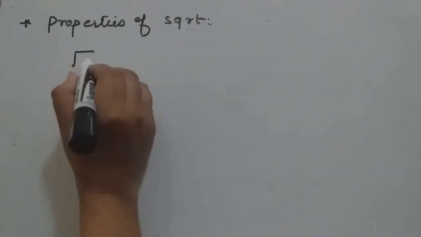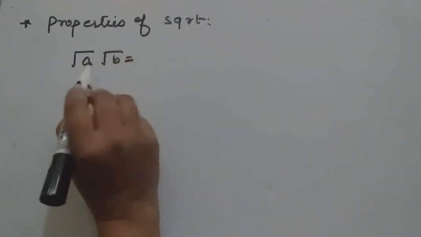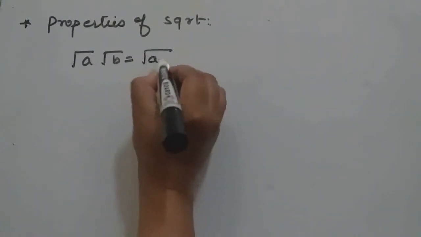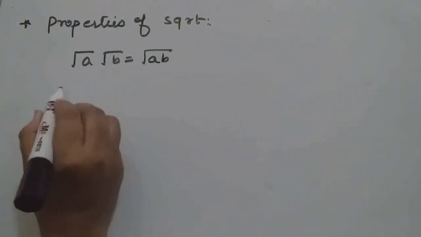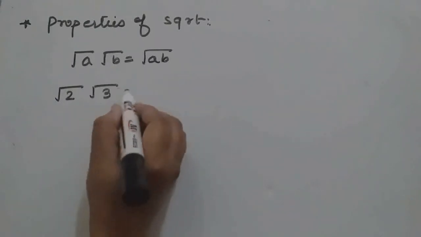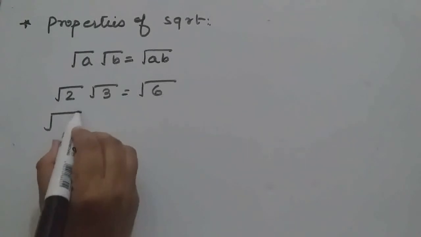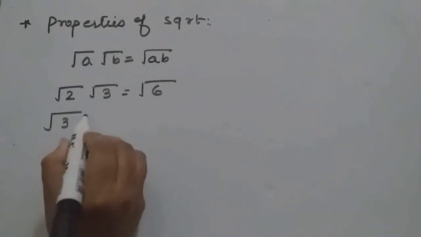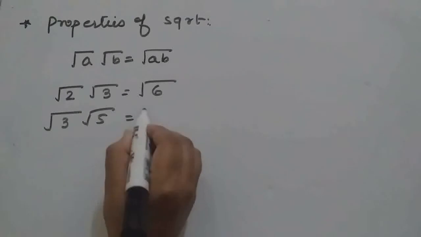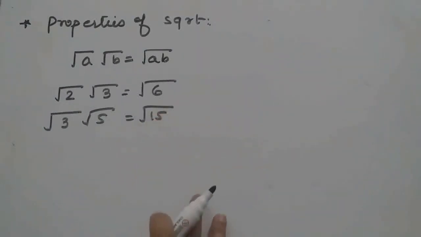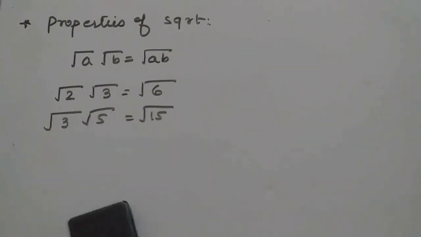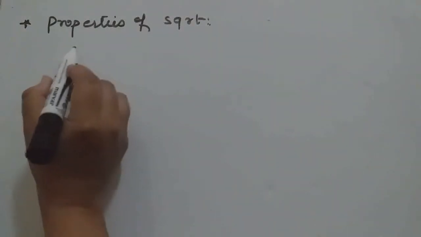Now in real numbers we know this property holds true: root of a into root of b, we can write as root of ab, isn't it? Consider the example root 2 into root 3, so we can write root 6. Okay, suppose root 3 into root 5, so we can write root 15. So this property holds true in the case of real numbers. Now in some cases for complex numbers also it is true. In which cases is it true?